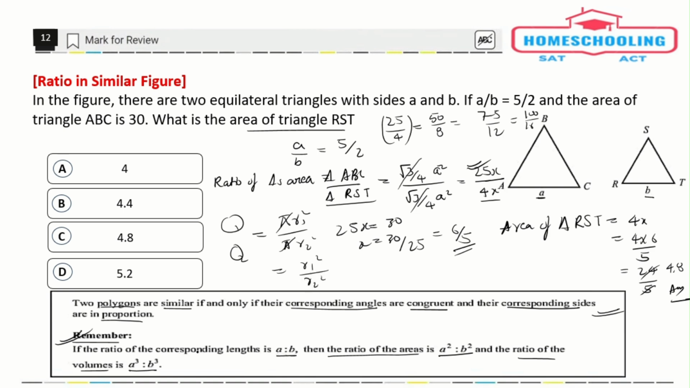So if the length ratio is given, then the ratio of their areas is the square of it and the ratio of their volumes is the cube of it. Now moving to the next question.